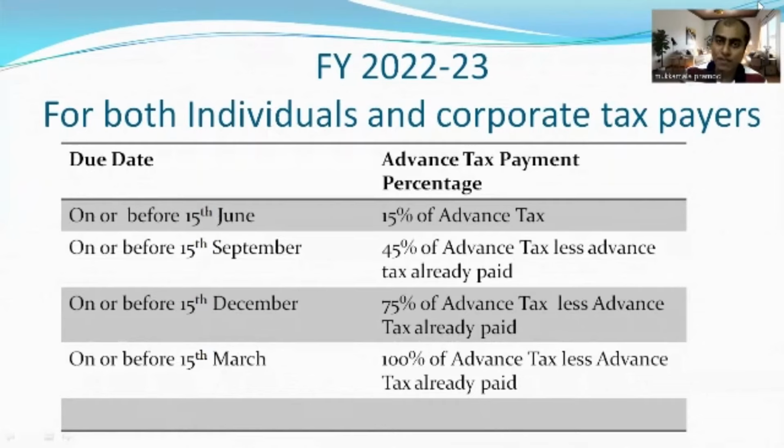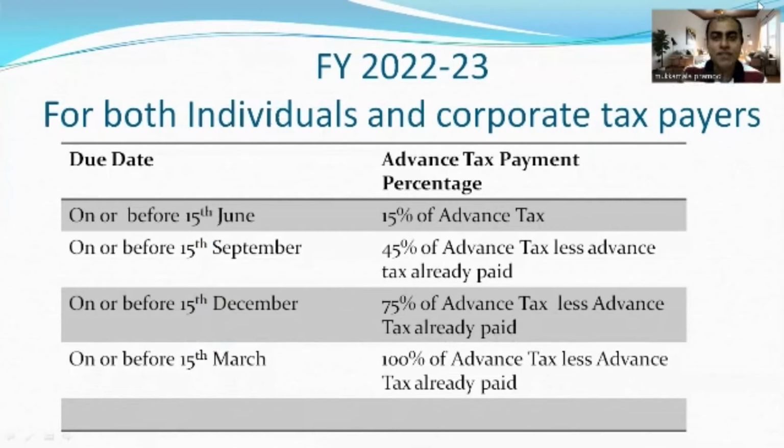The first date is 15th of June, and then we have to pay 15% of the advance tax on that. The second date is 15th of September. So until 15th of September, we need to pay 45% of the total advance tax, less in case it was already paid in the previous installment.